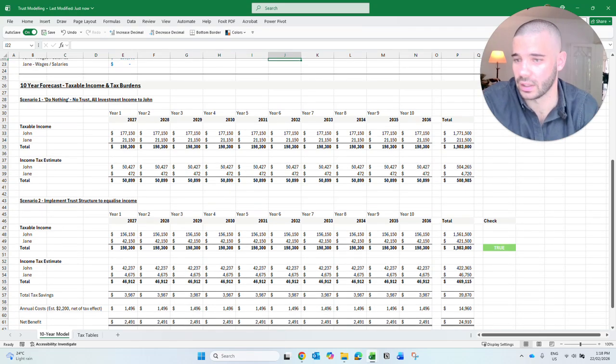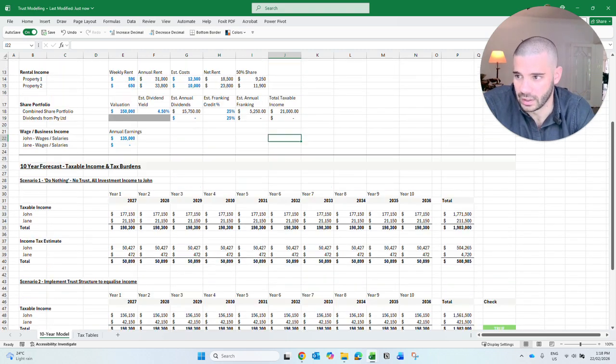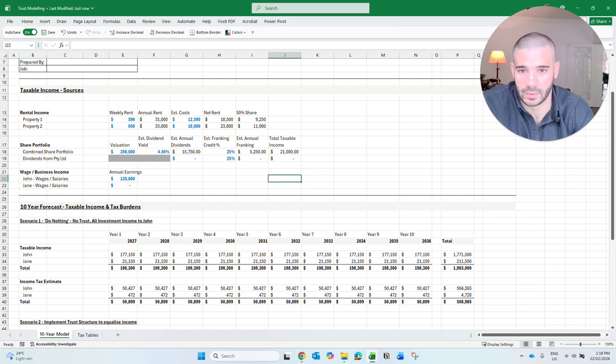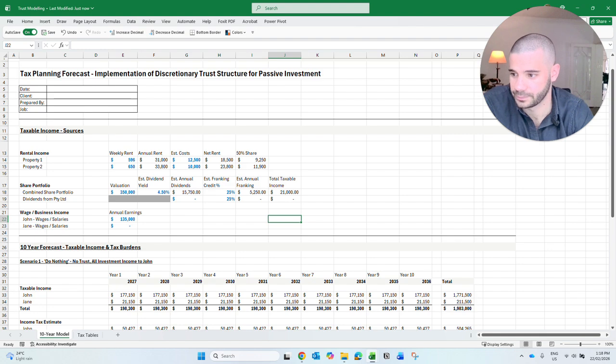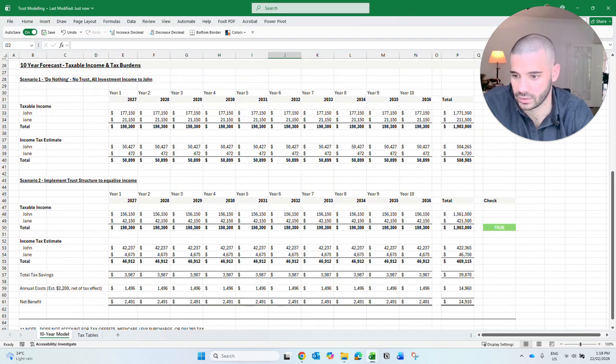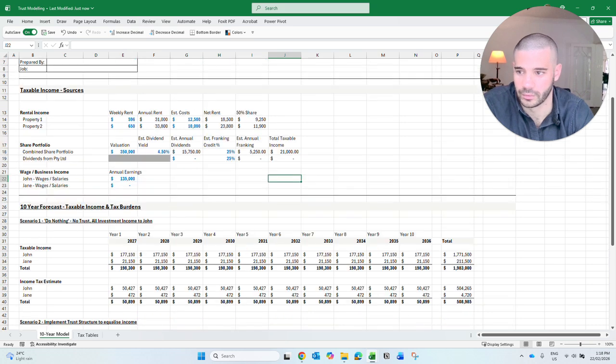Okay, as I said, there's always going to be other factors. Another one, again, the legal aspect or the asset protection aspect. I'm going to go through that in another video, but all food for thought.